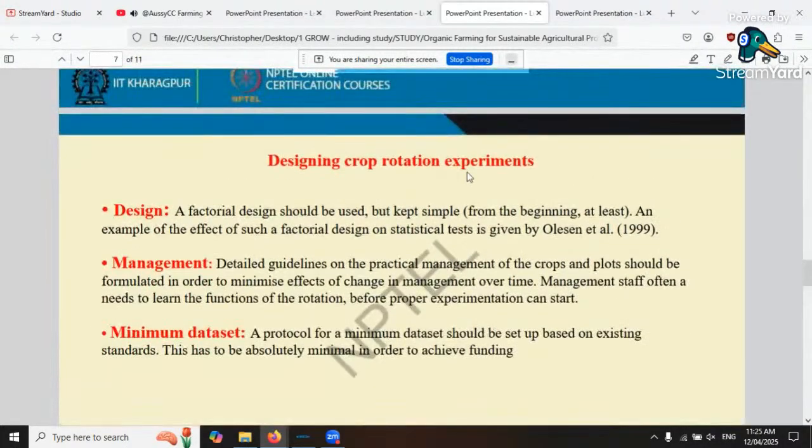Designing crop rotation experiments. There's some more design, management, minimum data set. I'm going to skim over them because I don't think everything's relevant.